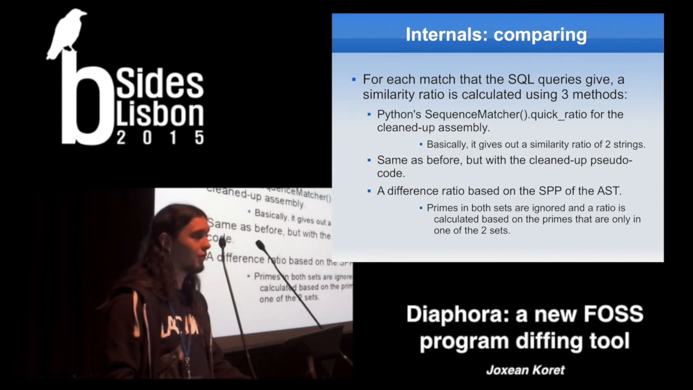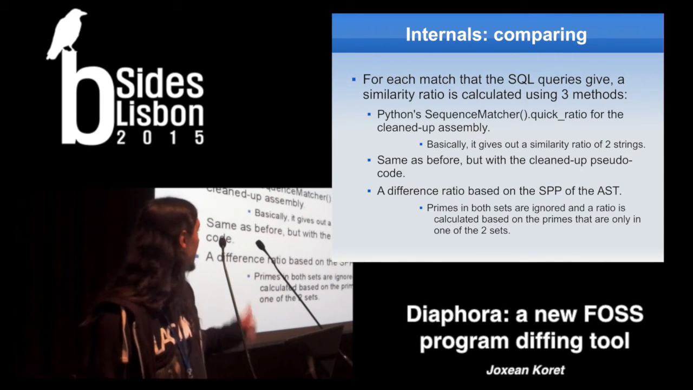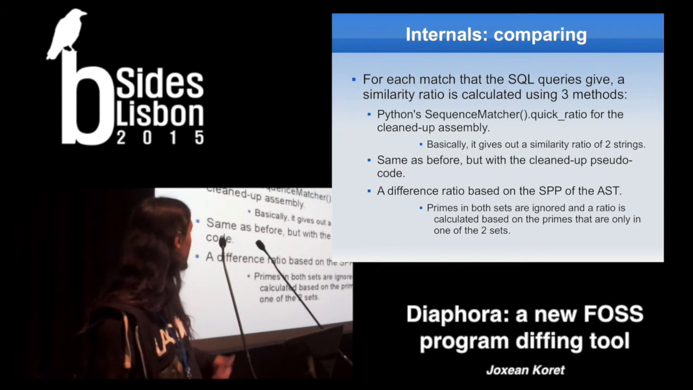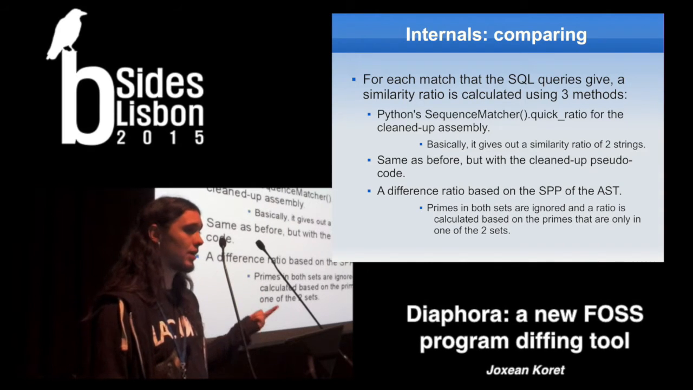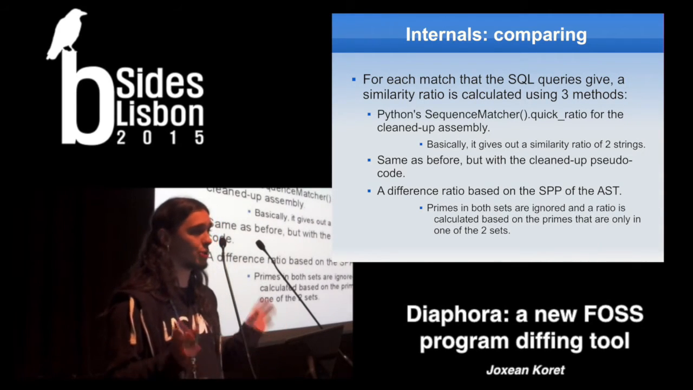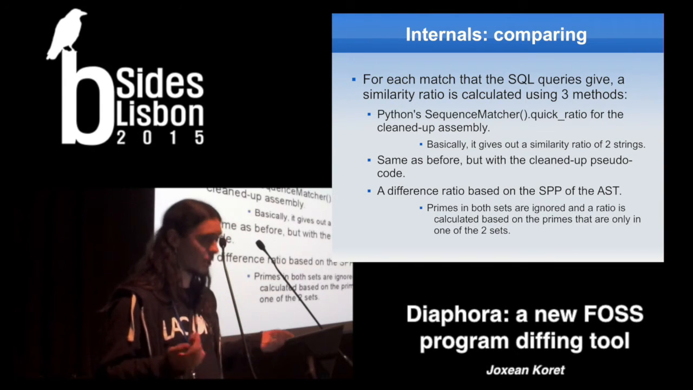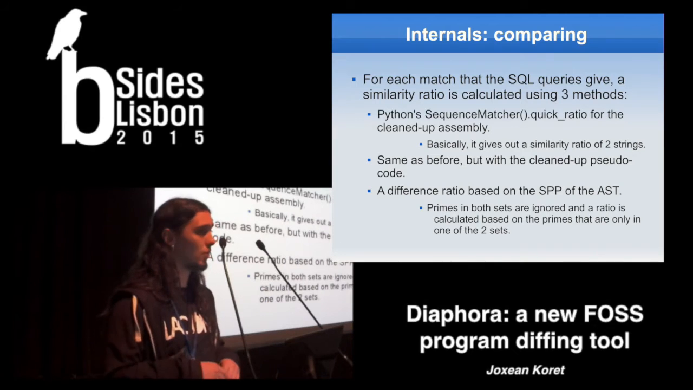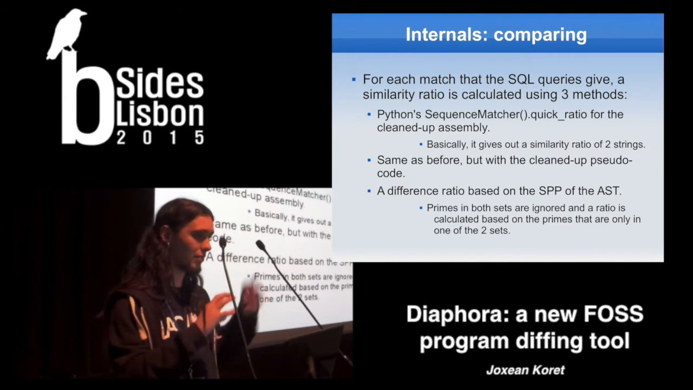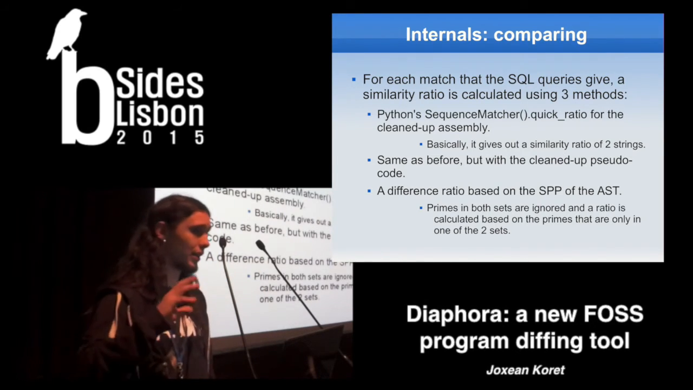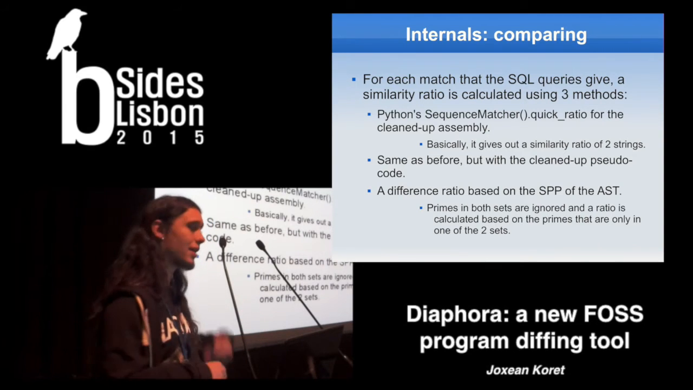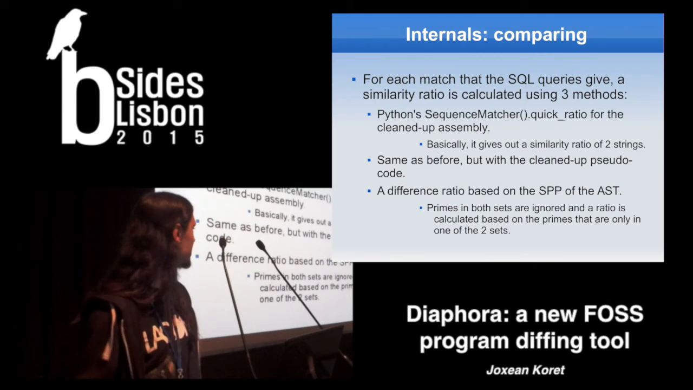Okay. So, for each match that we have from the SQL queries that we run, a similarity ratio is calculated using 3 methods. The first one is the easiest one. I simply use the SequenceMatcher quick_ratio member function from Python, comparing either the assembly or the pseudocode. It basically gives out a similarity ratio between two strings. So using a cleaned up version of the assembly and the pseudocode, we have a pretty good way of comparing how related one function is to another when we have a match. I do it with both the raw version of the assembly and the pseudocode, and also with the cleaned up version of the assembly and the pseudocode.